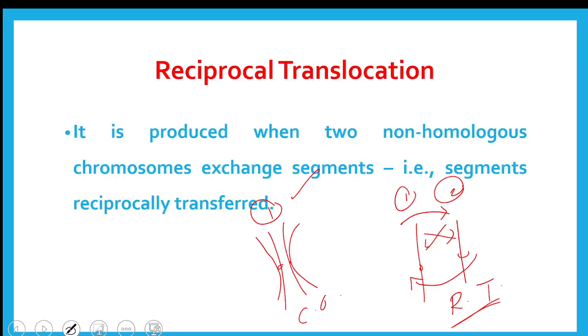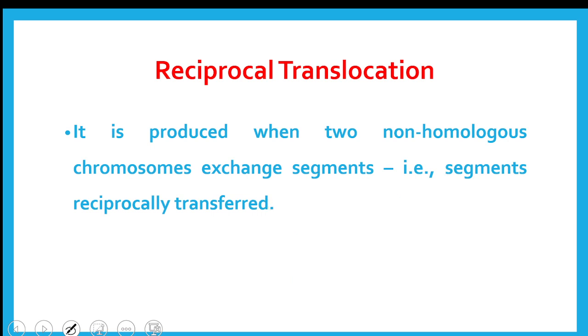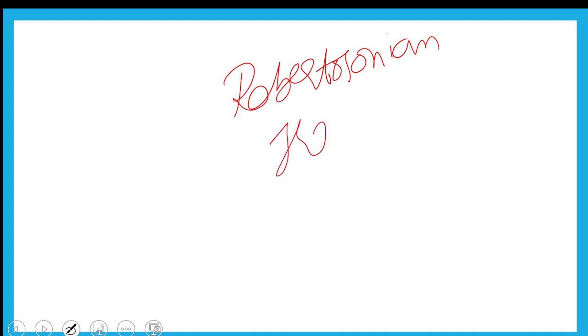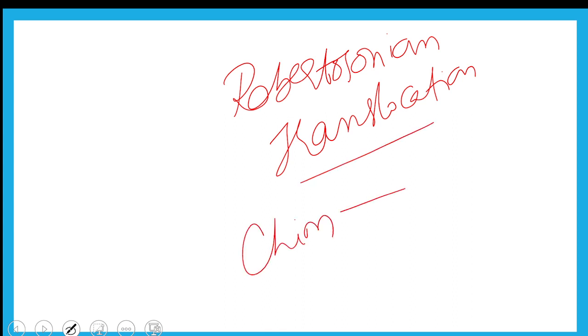Among all the different types of translocation mutations, there is one mutation called Robertsonian translocation. This Robertsonian translocation, according to scientists, is what resulted in chimpanzees evolving into humans. And I am leaving this class with two questions for you.